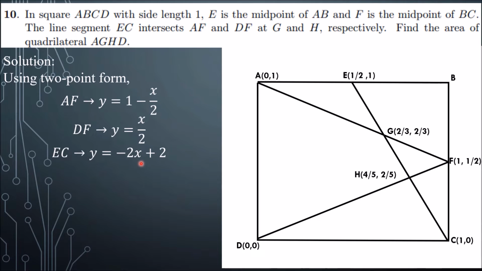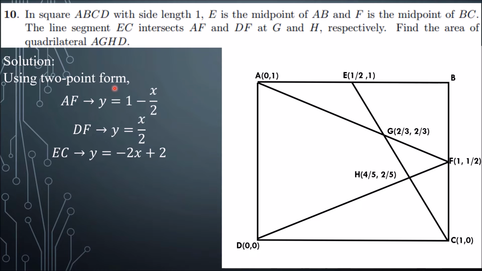So we have here the illustration. Okay, so this is (0, 0), (0, 1), (1, 0), and for F we have (1, 1/2) because this one is the midpoint. This is (1/2, 1) because this is the midpoint. So these are the coordinates of these points.